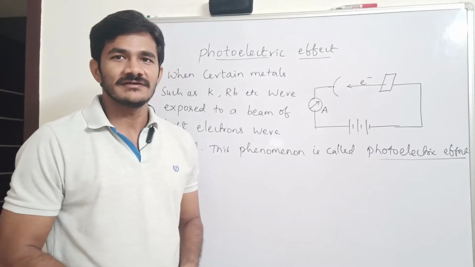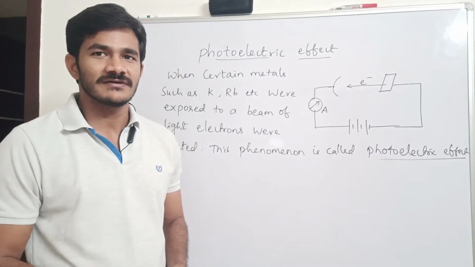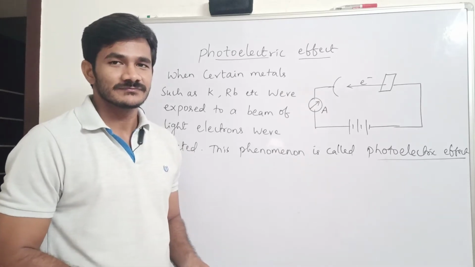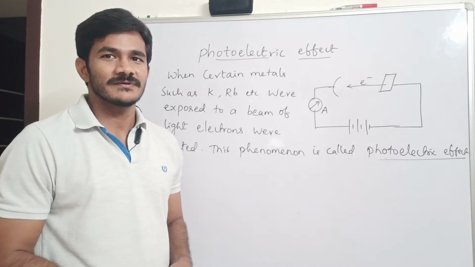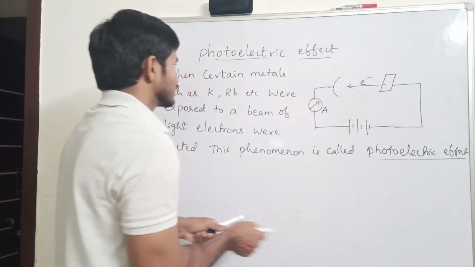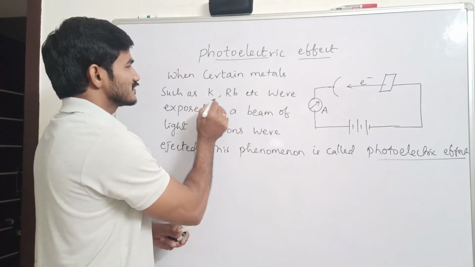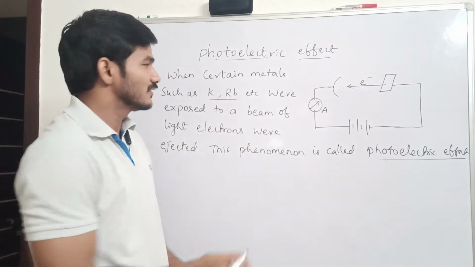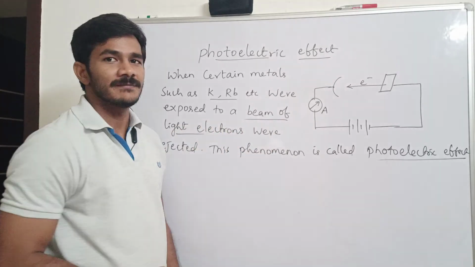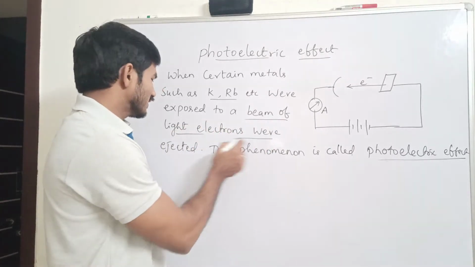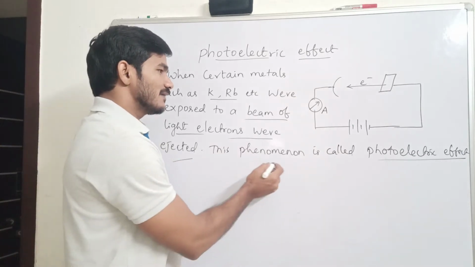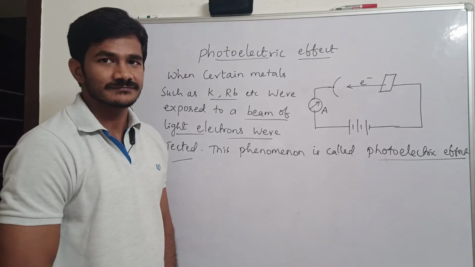Another important theory which explains the particle nature of electromagnetic radiation is the photoelectric effect. The photoelectric effect was proposed by Einstein. According to this, when certain metals such as potassium, rubidium, cesium were exposed to a beam of visible light, electrons were ejected. Electrons were coming out. So this phenomenon is said to be the photoelectric effect.